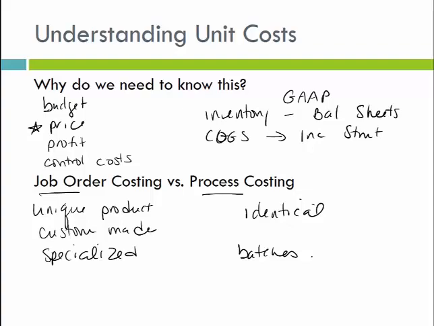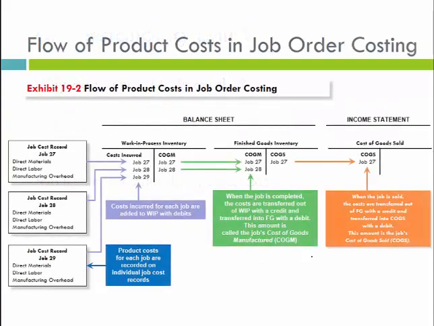So we're going to focus on job order costing. Now, we looked at a lot of these in chapter 18. So here's work in process inventory. For each job, I'm going to track the materials that go in, the labor that goes in, and then I'm going to allocate some overhead. And I'm going to do that for each job that I have. All of those together go into work in process. When it's finished, it goes to finished goods. And then when I sell it, it goes to cost of goods sold. So this shows the flow of products in job order costing, and this is pretty much what we looked at in chapter 18.